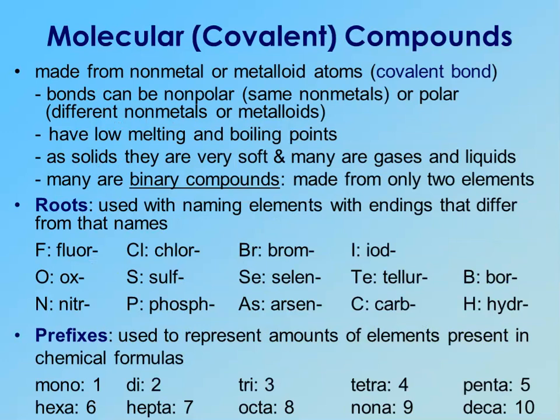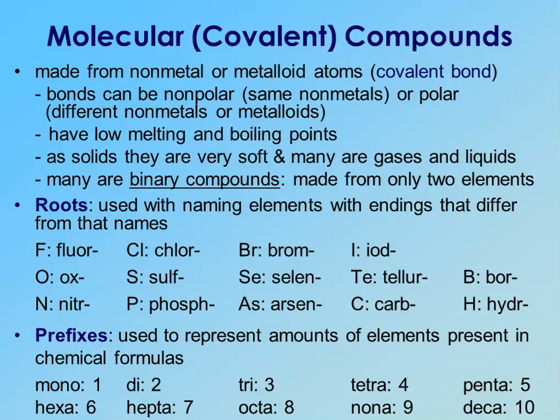So the last section we're going to talk about with nomenclature review is molecular compounds. You often sometimes hear them called covalent compounds. These are formed between nonmetals and potentially metalloids. They result in the sharing of electrons. Sometimes the electrons are shared equally.